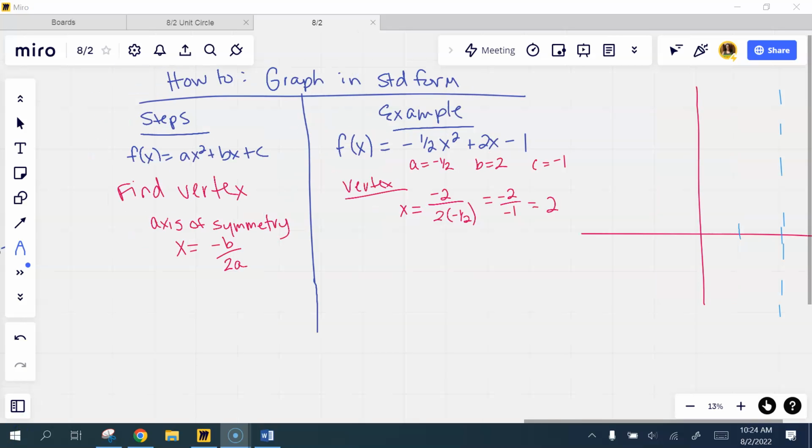Of a coordinate, because I know my vertex is an XY coordinate, right? And a coordinate, it's got that X part and that Y part. How do you find the Y part if you have the X part?